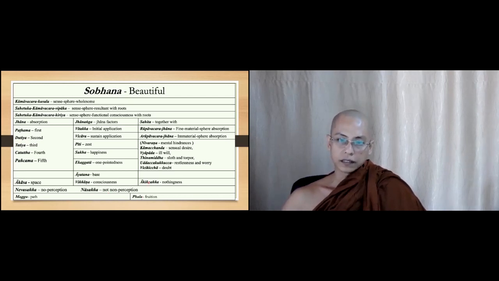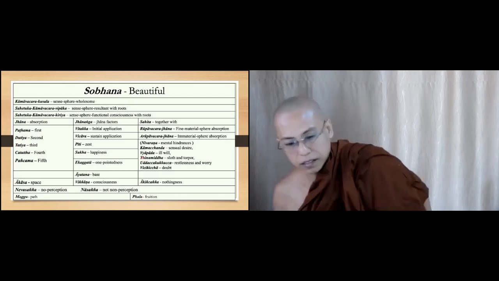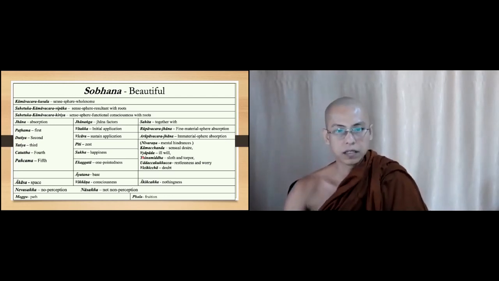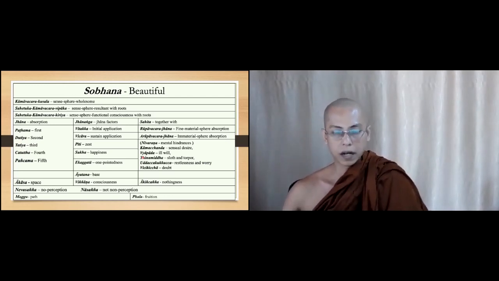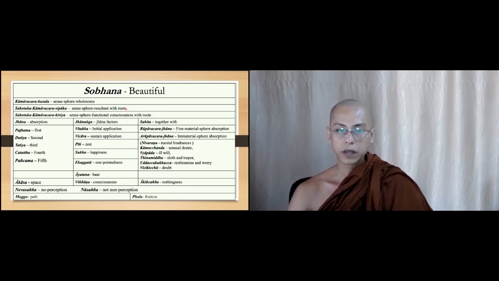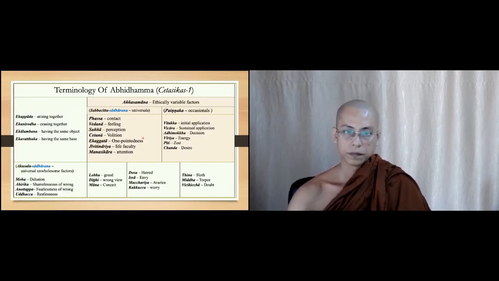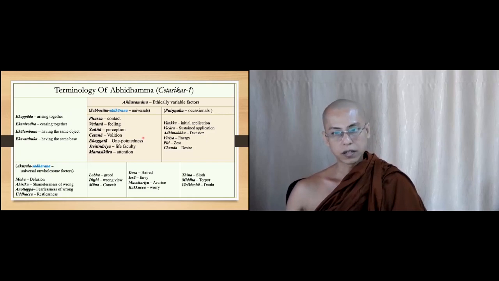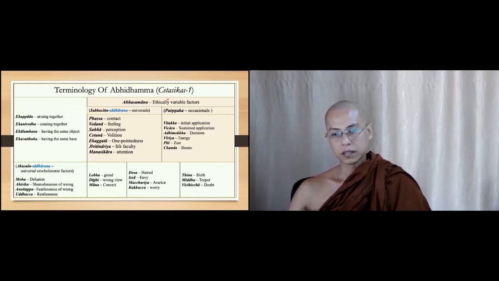These are all types of sobhana, beautiful consciousness. It contains the things pure and 5 material sphere, immaterial sphere, and supramundane. So in this table, you will see the different types of usage. Then let's continue to the terms used in the Cetasika chapter.